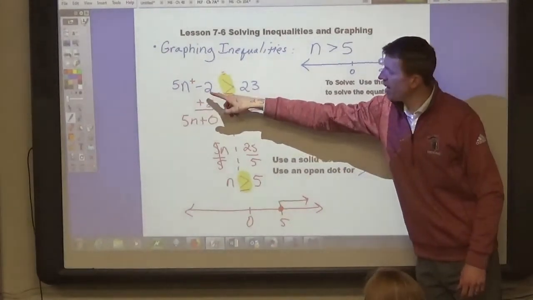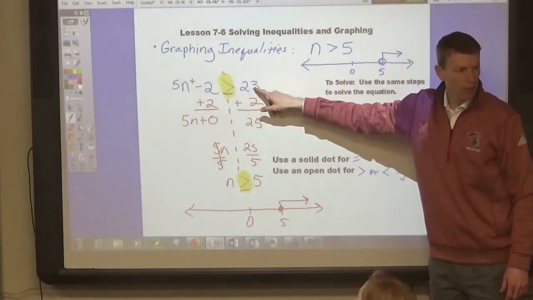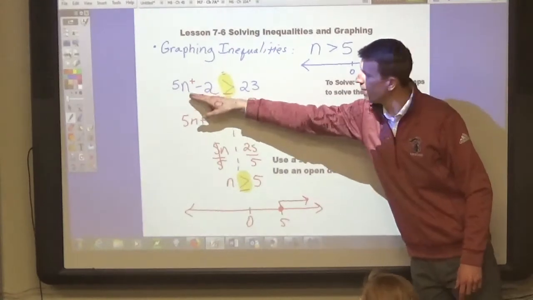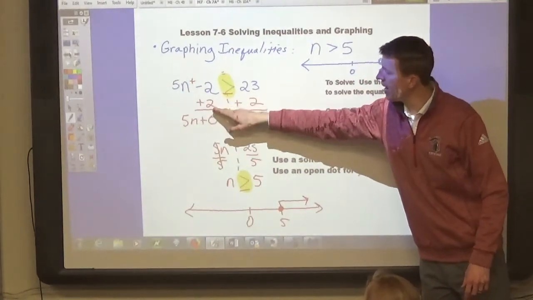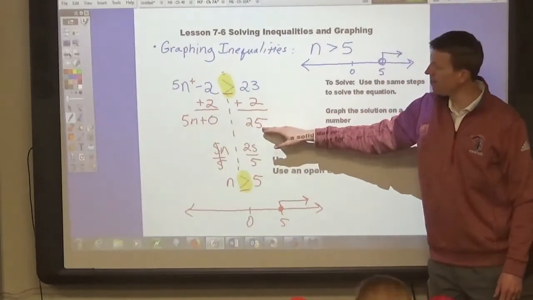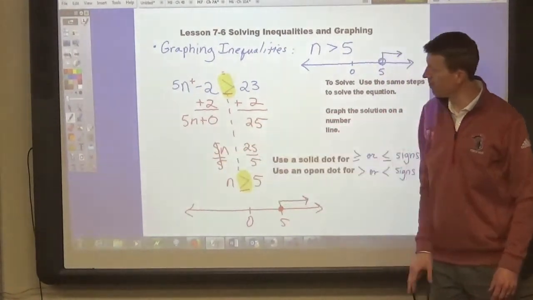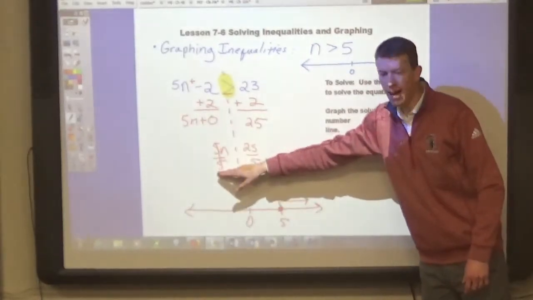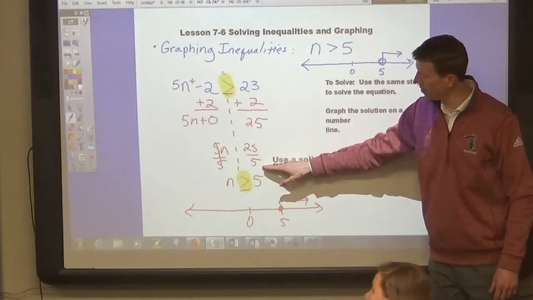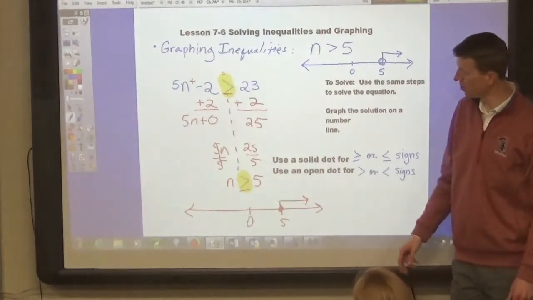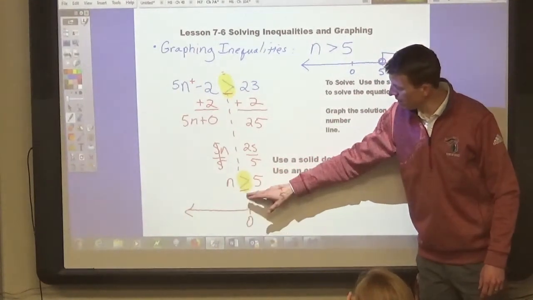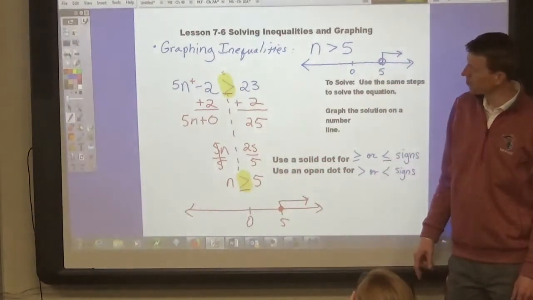So we've got 5n plus negative 2 is greater than or equal to 23. You know how to solve this already. You've got to get the 5n by itself. So we add 2 to both sides. And then 5n plus 0 is 25. That means 5n is equal to 25. And then divide by 5 to get n by itself, and divide by 5 on the other side to get the solution. Now, that means that n is greater than or equal to 5.